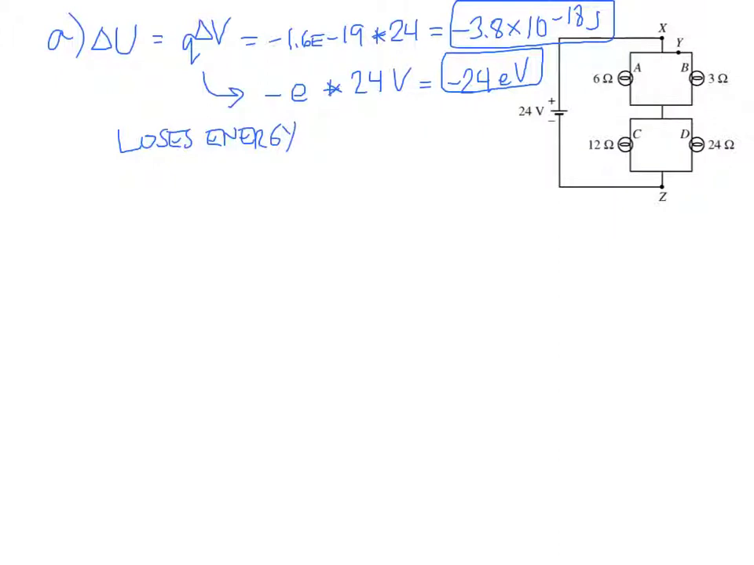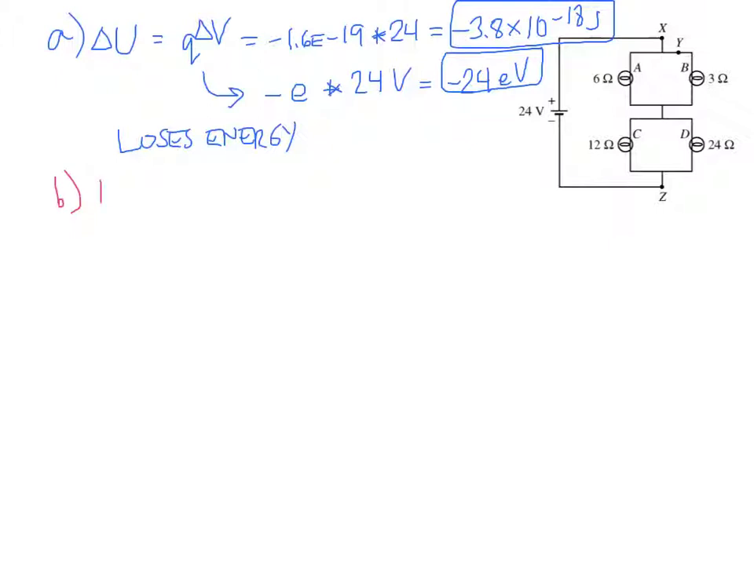For part B, calculate the equivalent resistance of the circuit. So if you notice in this circuit, we have bulb A and bulb B are in parallel with each other, and then bulb C and bulb D are in parallel with each other, and then the whole AB combination is in series with the CD combination. So let's take it one step at a time. Let's look at A and B first.